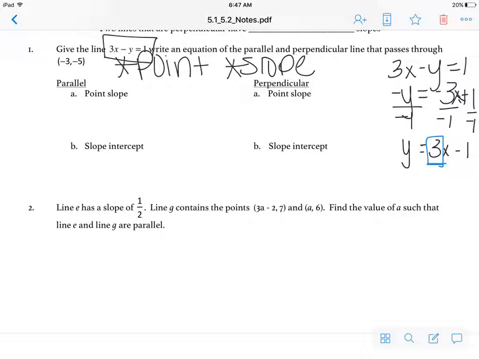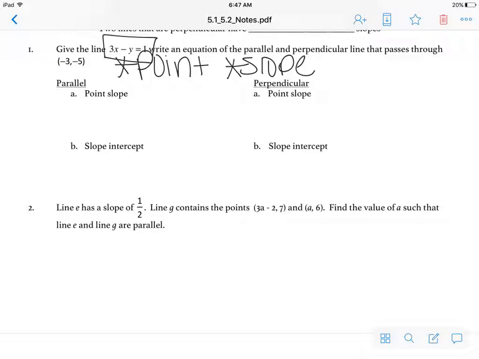This is your slope. So 3 is our slope here. I'm going to go ahead and erase this. Keep this on your paper. I'm just running out of room. So the slope of the line that's given to us is 3. So m equals 3. And if I want to write a line that's parallel to this line, the new slope is also going to be 3. And the point is going to be (-3, -5), because that's what it says in the problem.